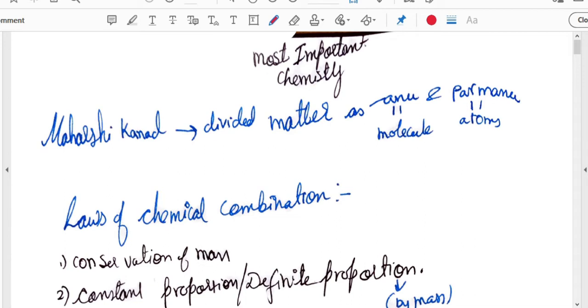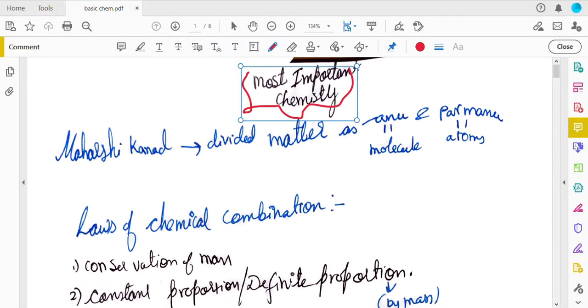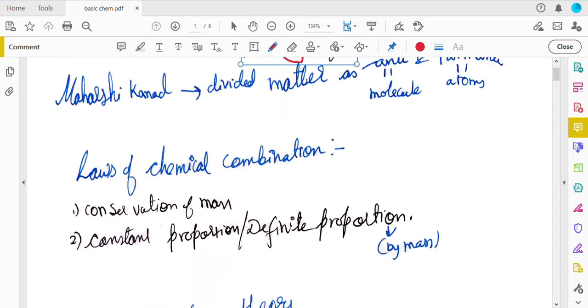Today we are going to discuss the most important concepts required for understanding chemistry. Let's start. In the chapters of atom and molecule of class 9, it is most important. There we have the Indian system. It was designed by Maharishi Kanad. He divided matter into two parts, Anu and Parmanu. Anu were the molecules and Parmanu were the atoms.